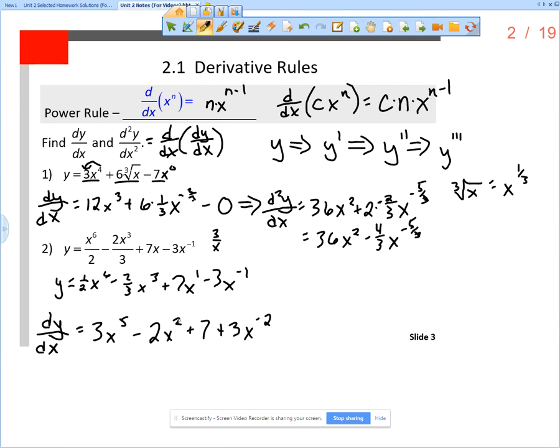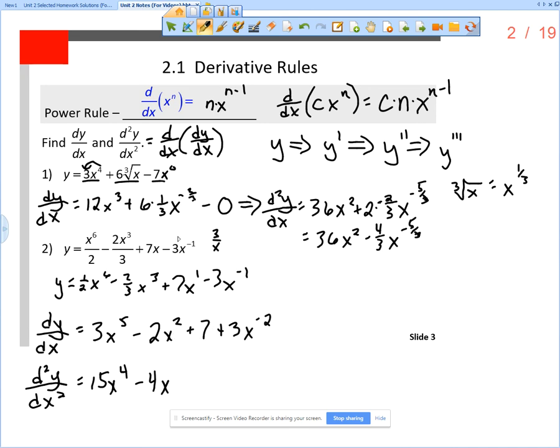All right. The bottom one here, second derivative, d squared y dx squared. The derivative of 3x to the 5th would be 15x to the 4th, minus 2 times 2 is 4x to the 1st, plus, what is the derivative of 7?